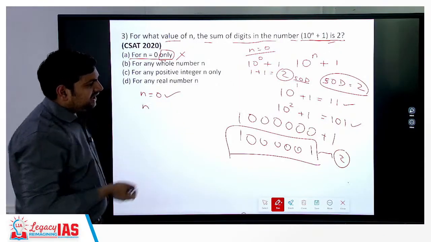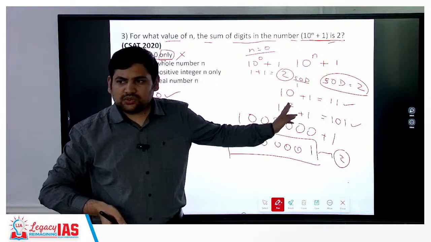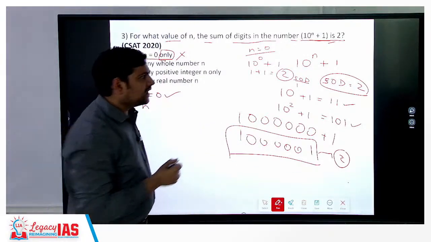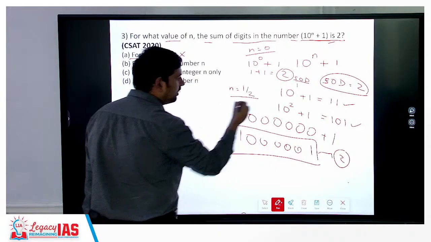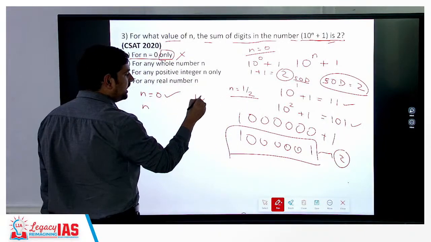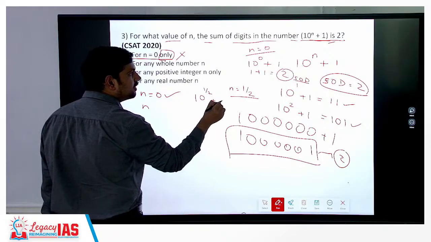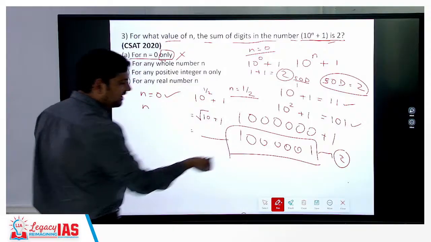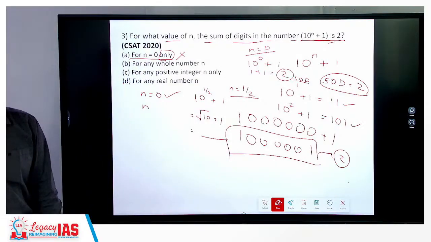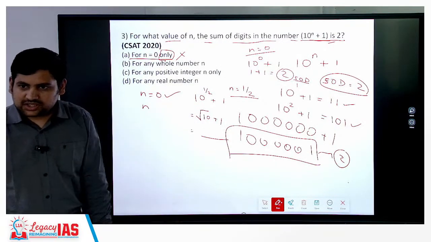Now let's take any other number rather than 1, 2, 3, 4. Let's say I pick n is equals to 1 by 2. Then what will happen? This will become 10 power 1 by 2 plus 1. This will be what? Root 10 plus 1. This will be some irrational number. Correct? So that is not sum of digits is equals to 2.